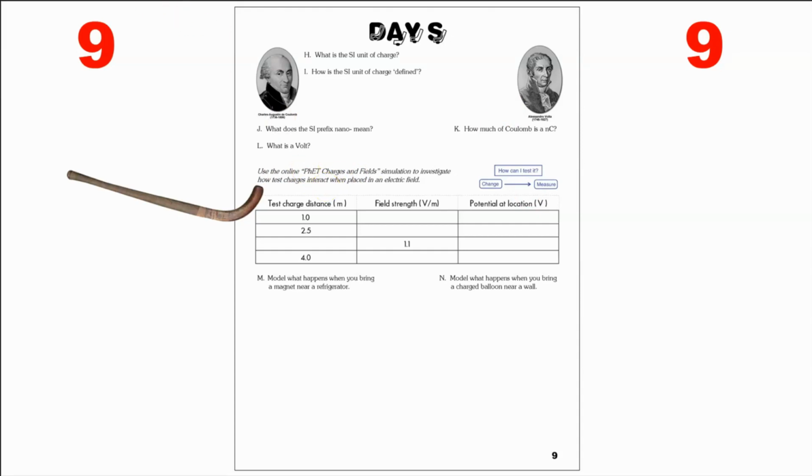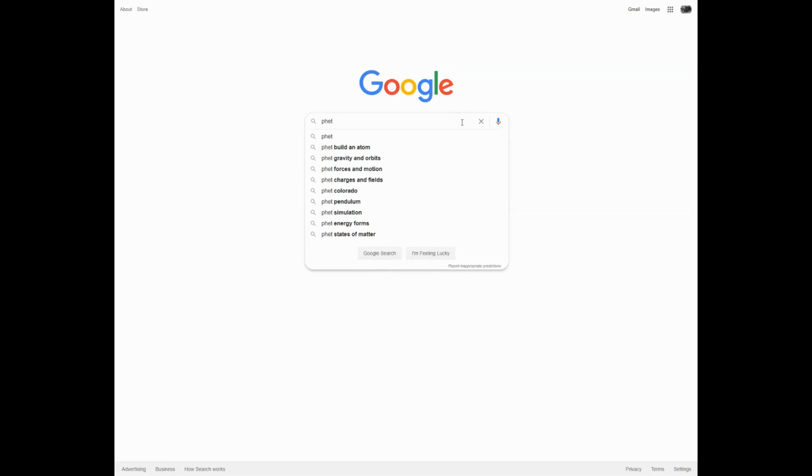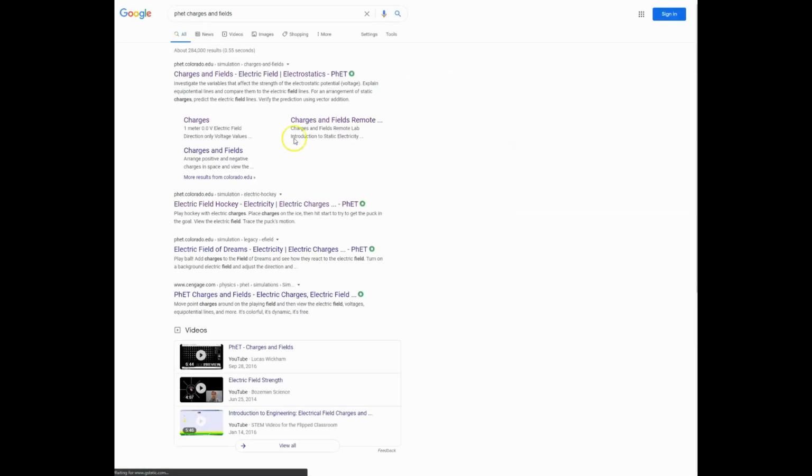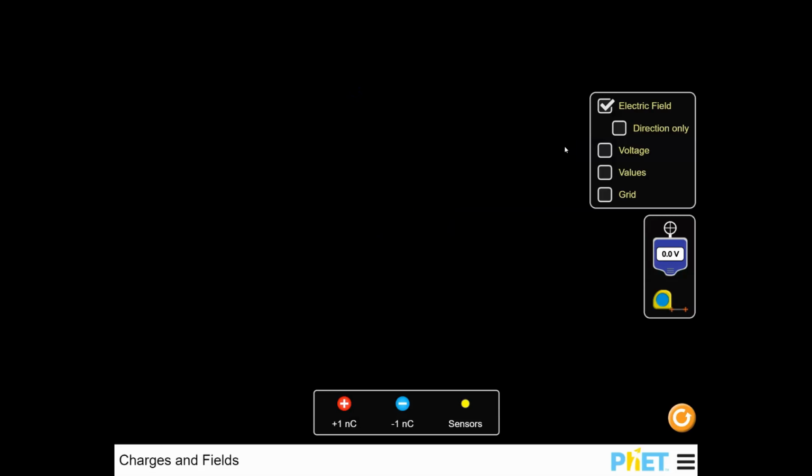And we'll show you that website. So with your Chromebooks, you'll obviously go to Chrome, type in PhET charges and fields. You shouldn't have to download. You can simply press play. And that's really what we want you to do, is kind of play around with our electric field. So you want to make sure your electric field is showing.